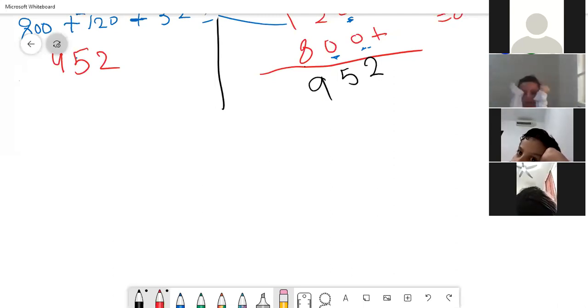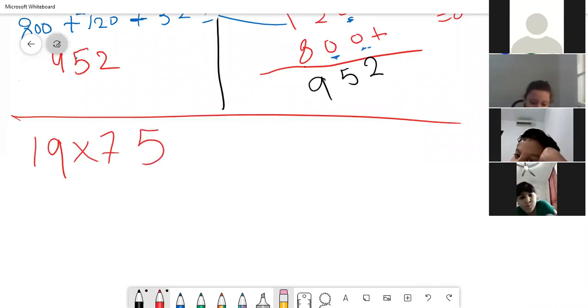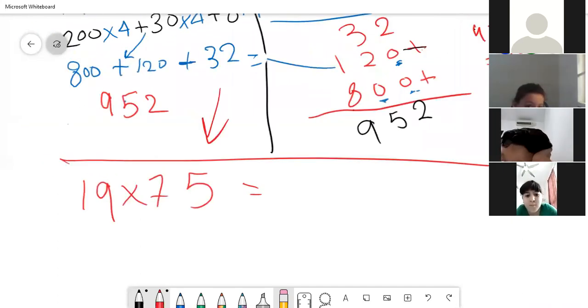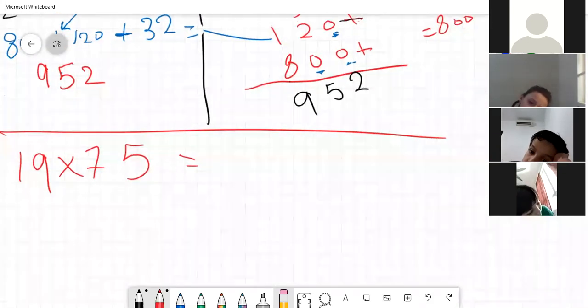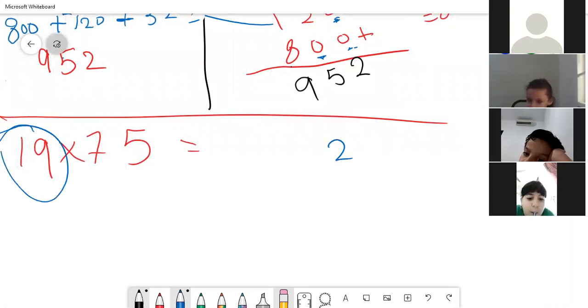Teacher, I want to answer this question. What is 19 times 75? Right. Can we do the same thing like what we did here? Can we extend this idea to this example? 10 plus 9. What if we make 19 like 20 minus 1?